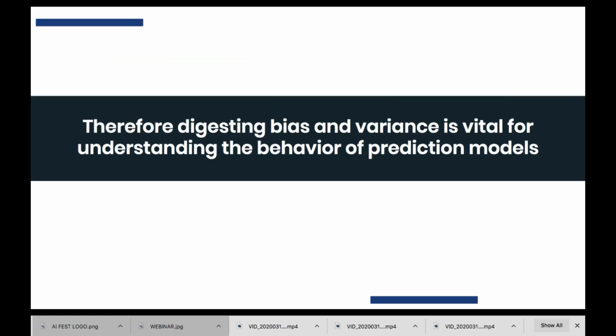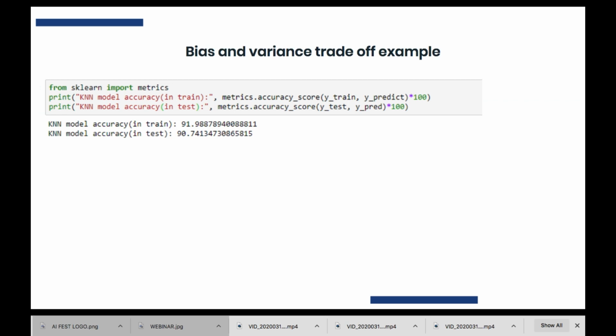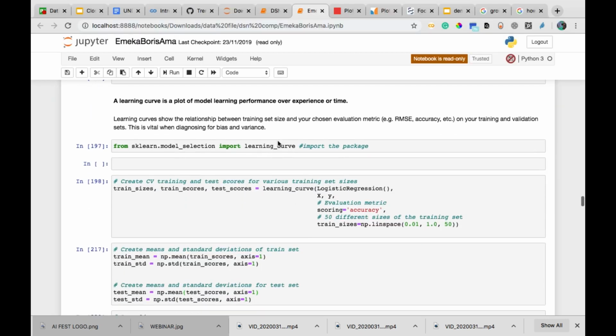So therefore, understanding bias and variance is vital for understanding the behavior of a predictive model. And you also need to see an example of a model which has the bias and variance trade-off. So we are going to move into the practical section, and in this section we are going to talk about the learning curve.